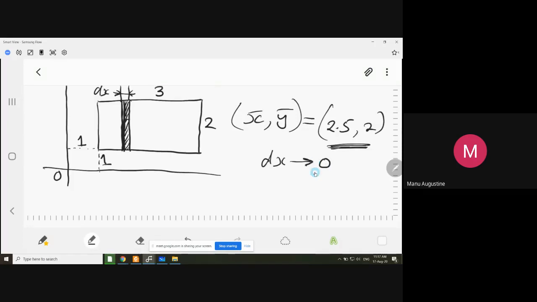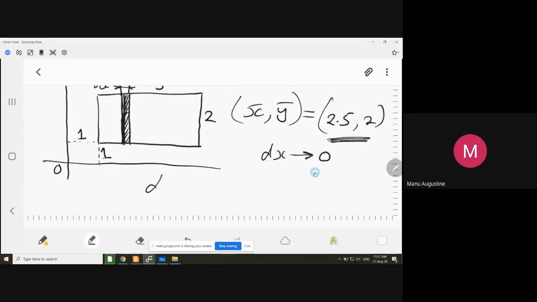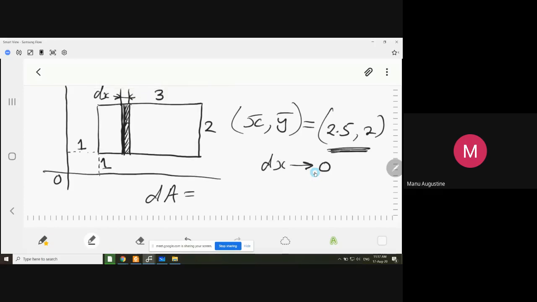Now tell me what is the area of this strip. I will call the small area of this strip dA. So please tell me what is the area of this strip. If the strip has a width of dx and a height of 2, what is the area? I am asking dA only, the small area of this shaded area. 2dx. It will be 2dx.